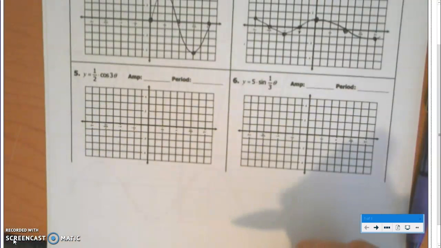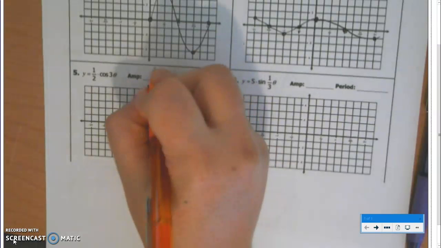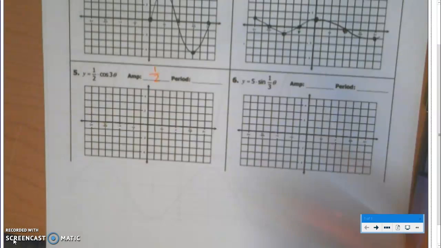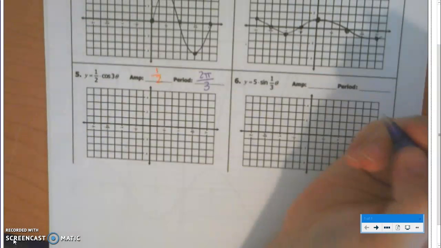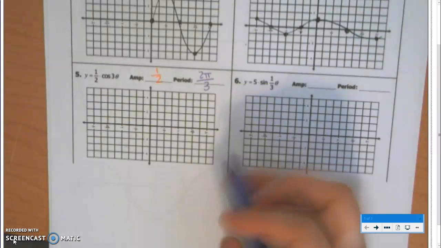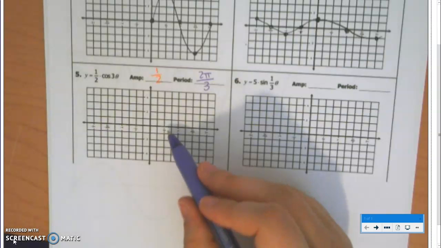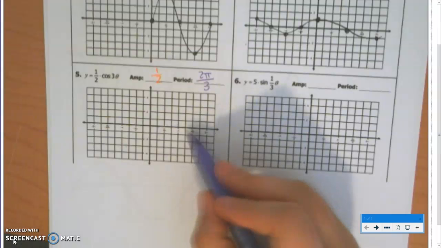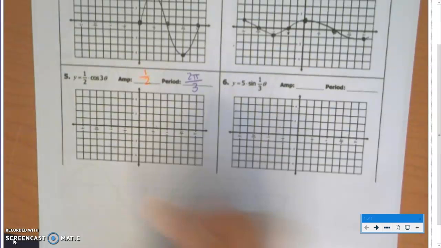All right, so try number 5. What do you think the amplitude is and what do you think the period is? So my amplitude is 1/2. My period is just going to have to stay 2 pi over 3. And I'm not even going to honestly mess with graphing this one because that's not going to be even for the graph that they gave me. But you can open up Desmos and graph it so that you can look at it.